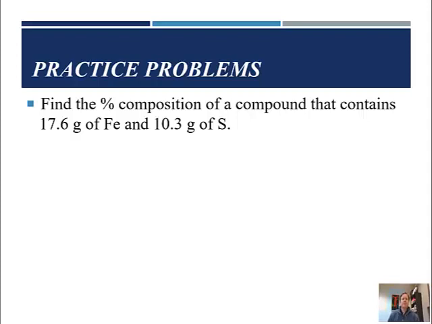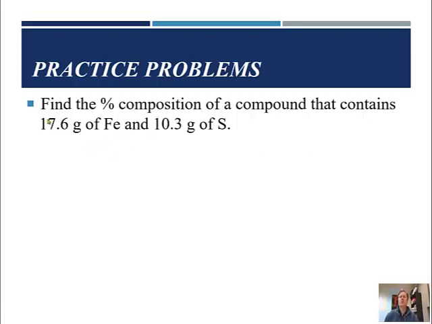In this problem, it says find the percent composition of a compound that contains 17.6 grams of iron and 10.3 grams of sulfur. So the first thing you notice, they don't give us a chemical formula. And this one's important because remember, iron's one of those variable charges. It can be a +2 or +3. We don't know for sure.